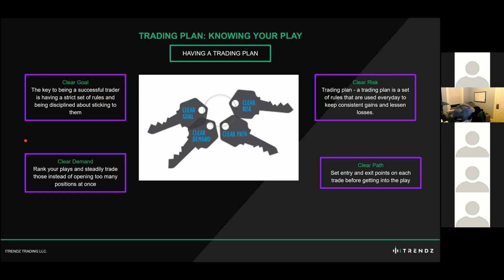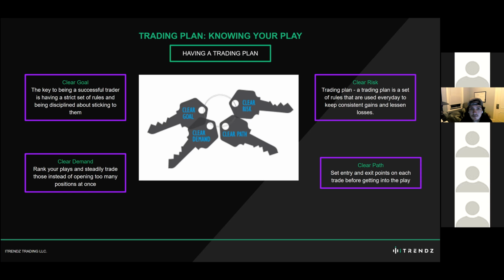Now, when we say clear demand, you want to rank your plays and steadily trade those instead of opening too many positions at once. What does that mean? For myself personally, and with the market we're in, I only trade 3 trades at a time maximum, meaning that I may create a watch list that has 5 or 6 trades on it. And I will open the day and see what's getting the most volume, what has the best movement and how the contracts are moving. And then I'll narrow that search down. There's several days where I'll just focus on QQQ and Apple because they go together, or I may just be focusing on a Tesla trade.